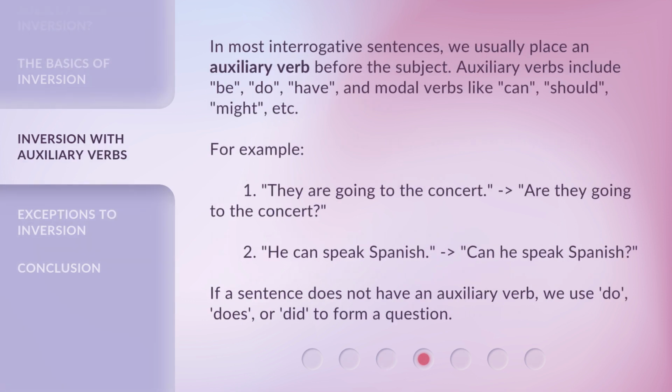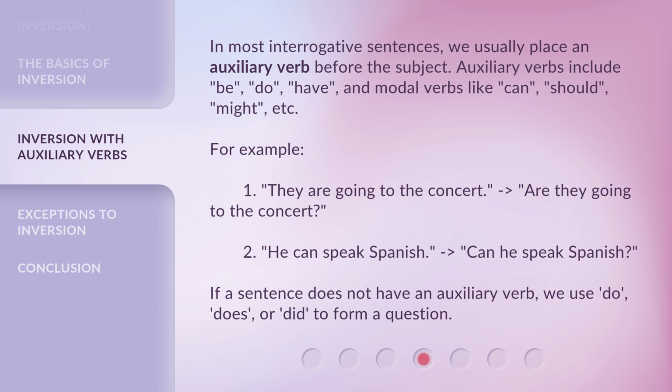In most interrogative sentences, we usually place an auxiliary verb before the subject. Auxiliary verbs include be, do, have, and modal verbs like can, should, might, etc. For example, 1. They are going to the concert. 2. Are they going to the concert? 1. He can speak Spanish. 2. Can he speak Spanish?